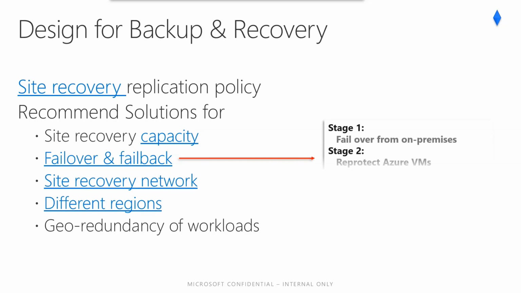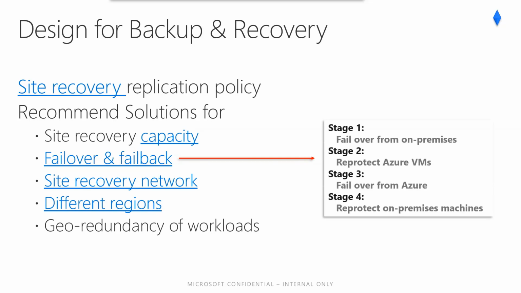Stage 1, failover from on-premises. After setting up replication to Azure from on-premises machines, when the on-premises site goes down, you can fail those machines over to Azure. After failover, Azure VMs are created from replicated data. Stage 2, reprotect Azure VMs. In Azure, you can reprotect the Azure VMs so that they start replicating back to the on-premises site. The on-premises VM, if available, is turned off during reprotection to help ensure data consistency.